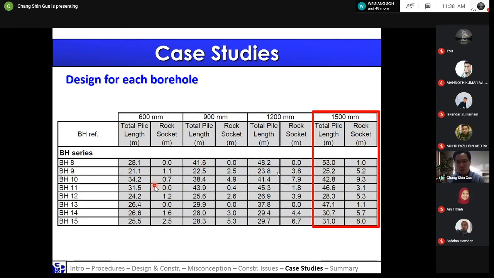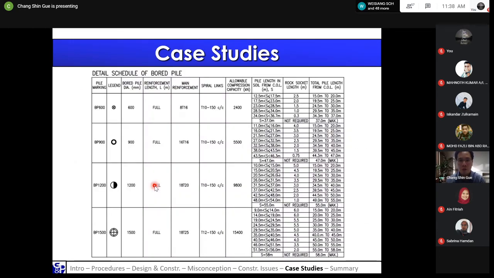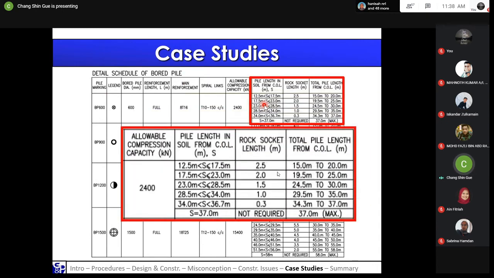So in order to summarize this, we can come up with what we call a detailed schedule for bored piles. So for example, like a pile of 600 millimeters diameter, then you can have a table to show what is the required length. So let me just blow this up so they can see it clearer.